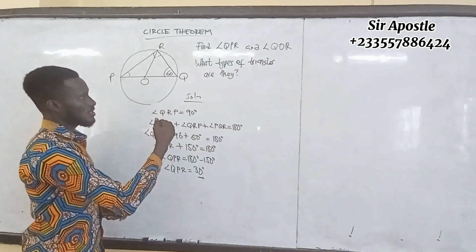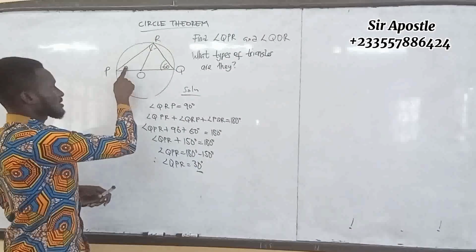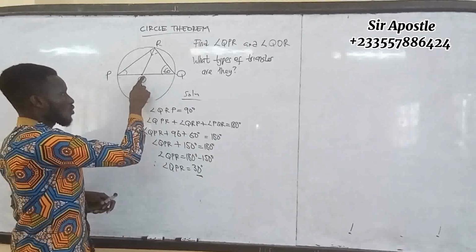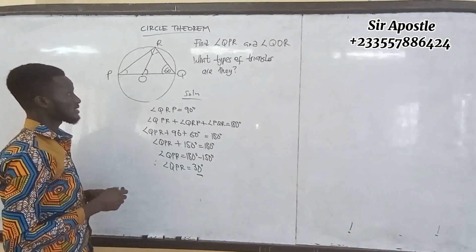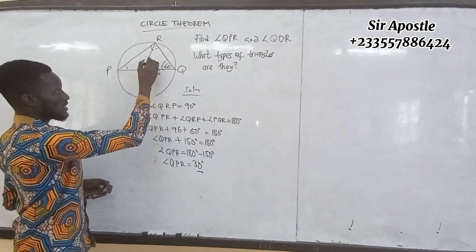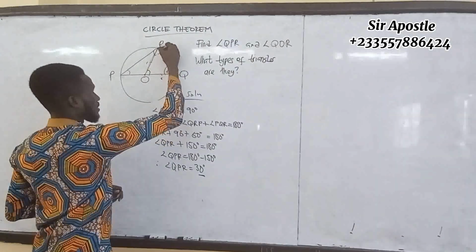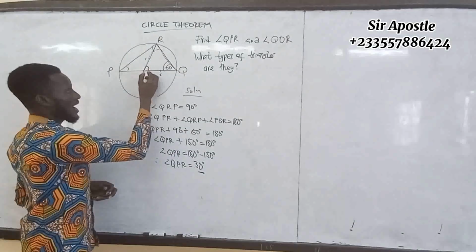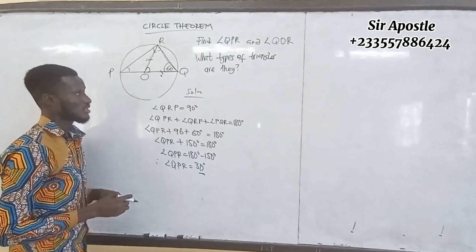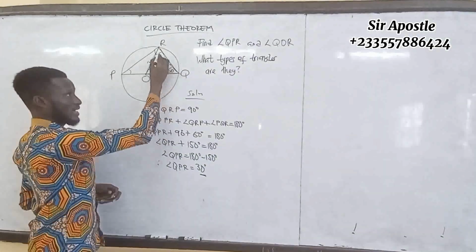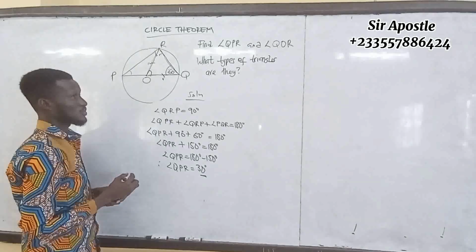Now, the second one says we have to look for QOR. So QPR is 30. So we have QOR. You are supposed to look for this angle, QOR. How are you going to get it? This side is a radius, this side is a radius. So this triangle here becomes an isosceles triangle because radius and radius, they are the same. So therefore, the angle here and the angle here, they are the same. So we can add, this one is 60, then this side was supposed to be 60.